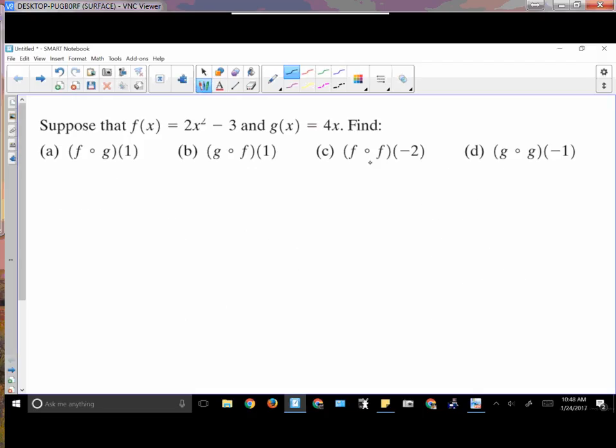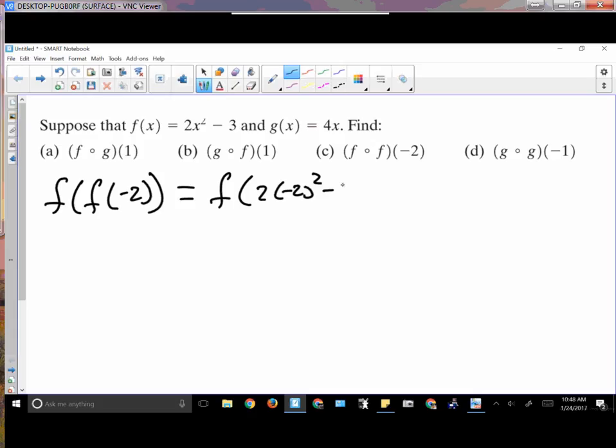I've got f composed with f. Well, that's no big deal. f of, what are we working with? Negative 2. So that means that I got f of, so that's 2 times negative 2 squared minus 3. Let's see, that's going to be 4. 4 times 2 is 8. 8 minus 3 is 5. So we got f of 5.